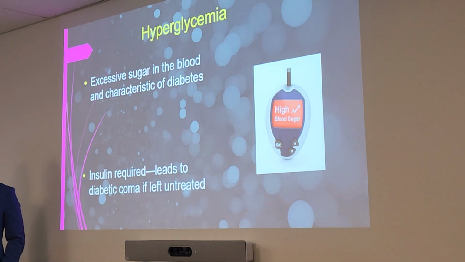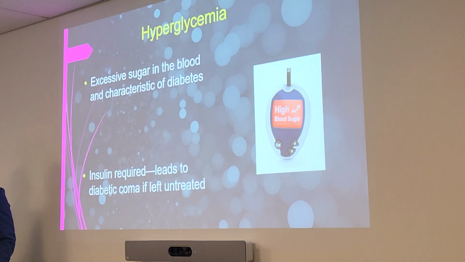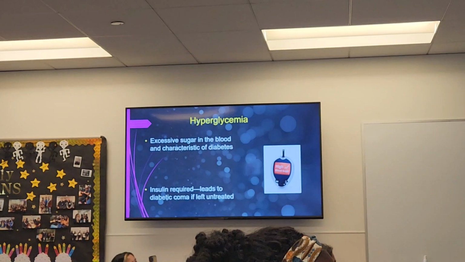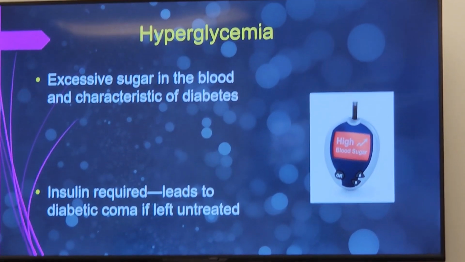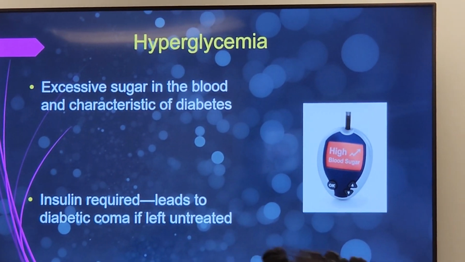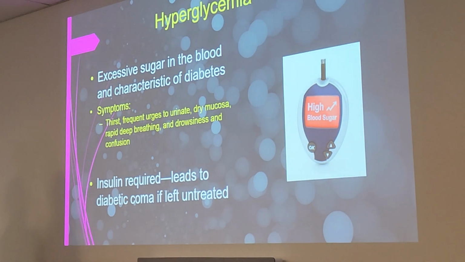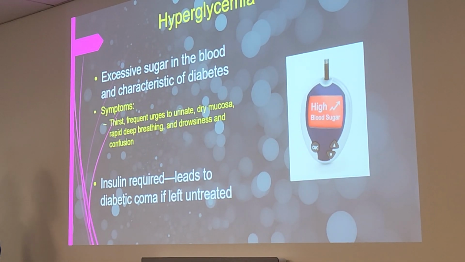And there's the other one, guys, hyperglycemia. Hyper means a lot, excessive sugar. So they're low on insulin, they need some insulin. That's type 2, typically, yes. Their symptoms being thirst, urge to urinate, dry mucosa, rapid breathing, drowsiness and confusion.